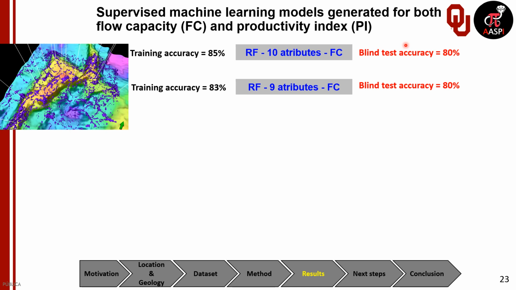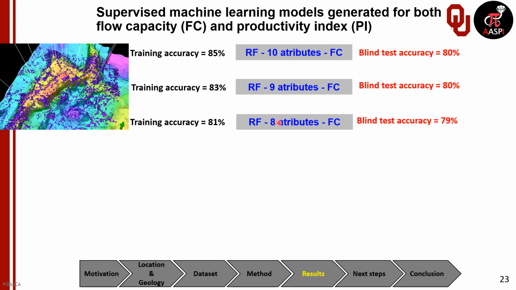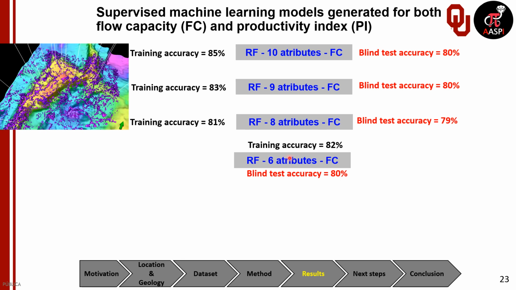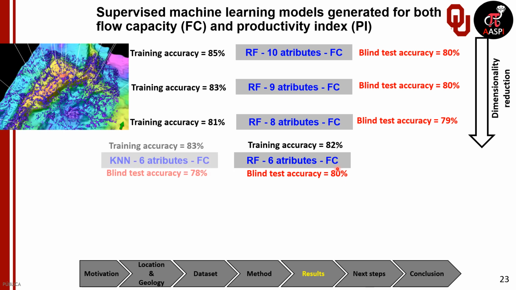So we are dropping some attributes to reduce the dimensionality. The same model with 9 attributes shows no significant drop in accuracy. 8 attributes, no significant drop in accuracy as well, all the way down to 6 attributes. So with random forest and only 6 attributes, we got a training accuracy of 82% and blind test accuracy of 80%. So there is no real impact of dimensionality reduction. You can work with fewer attributes.